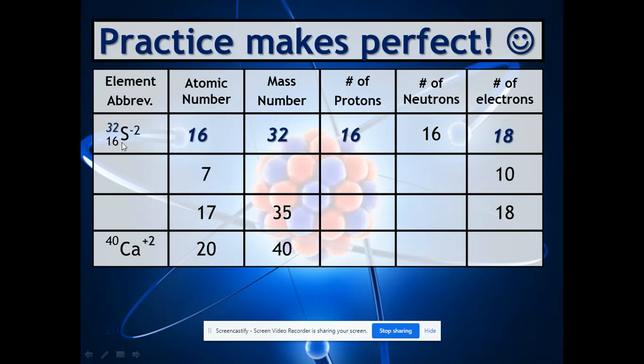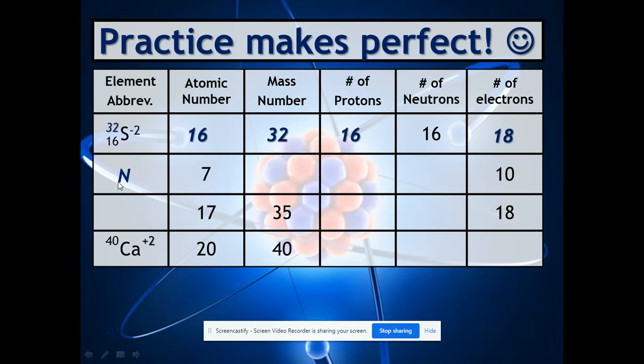16 has to be 16. That's your atomic number. And like I said, we might see the mass number change up here when we start talking about isotopes, but for these ones, we're just talking about charges. So for the next one, I have an atomic number of 7. That will identify that as nitrogen.